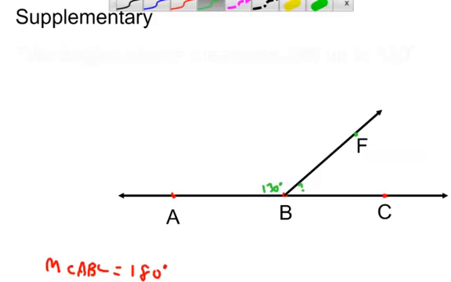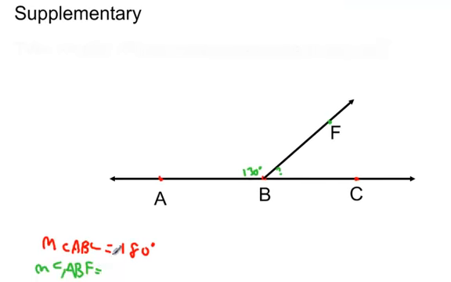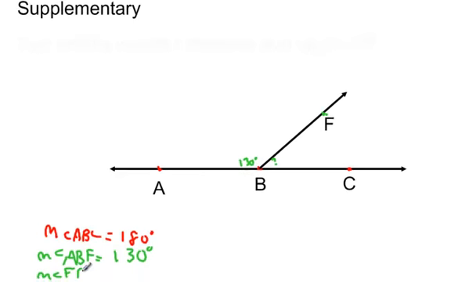Now, we know the measure of angle ABF is 130 degrees. What we don't know is what the measure of angle FBC is. So that's what we have to figure out. Since we know, once again, the whole thing here is 180 degrees, and this part's 130, what's left? 180 minus 130 degrees, and we get 50 degrees for the measure of angle FBC.